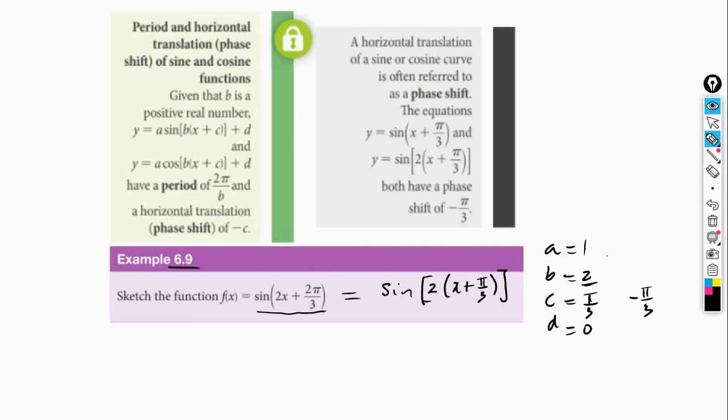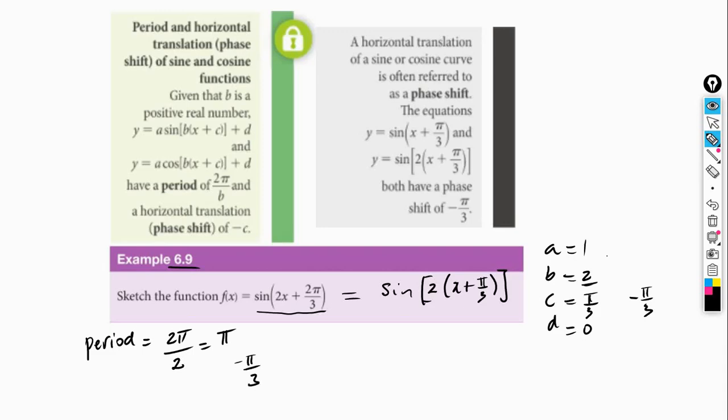Now, the period we said is going to be 2 pi divided by b. In this case, b is 2. So that gives us a period of pi. That means that the function is going to be squeezed by the fact that the period is going to be shorter. And also we have a shift of minus pi thirds.